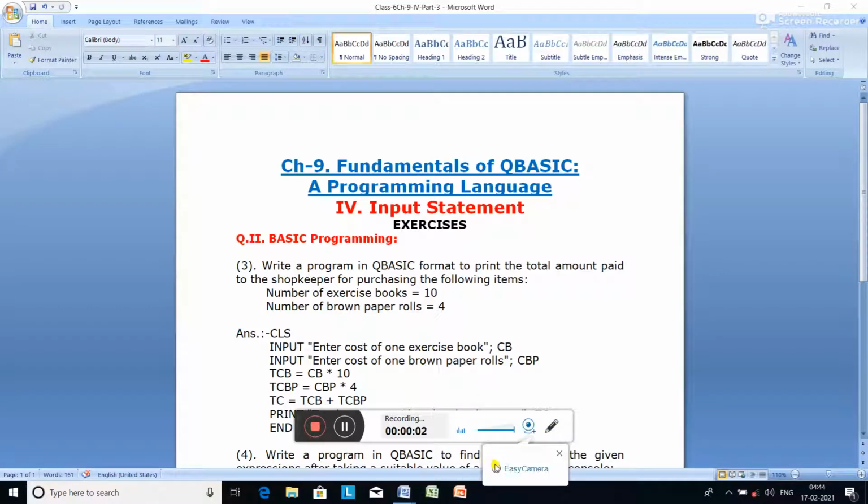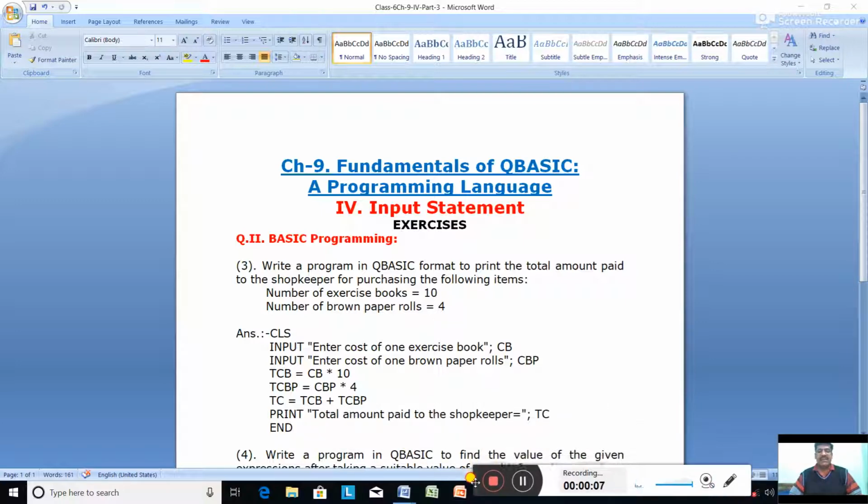Hello class 6. Now we are discussing the programming question answer using input statement of chapter 9 part 4.